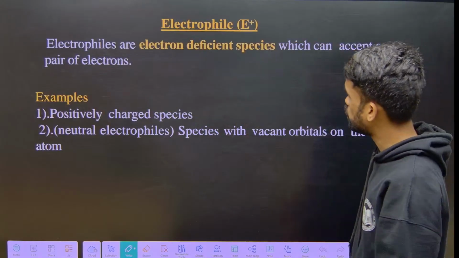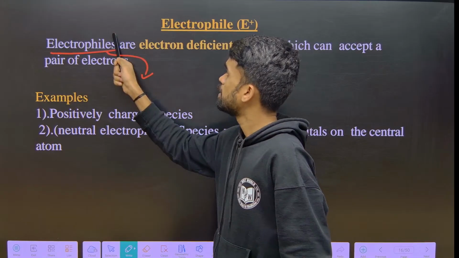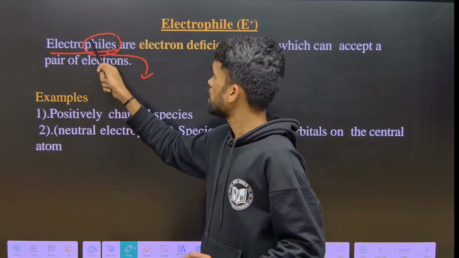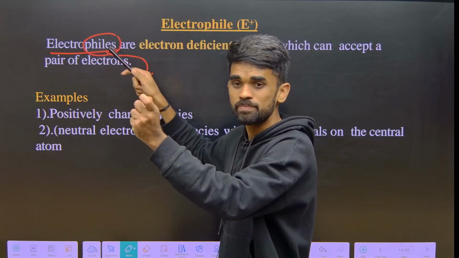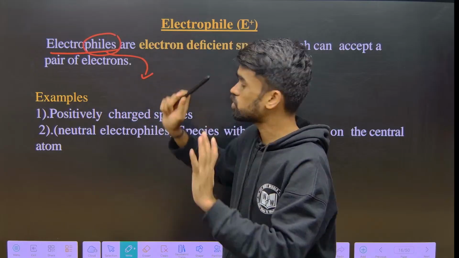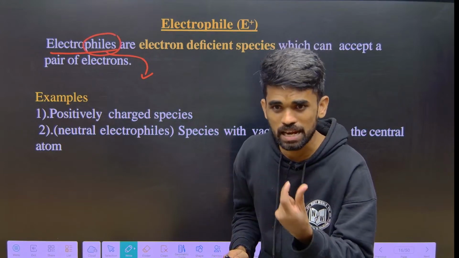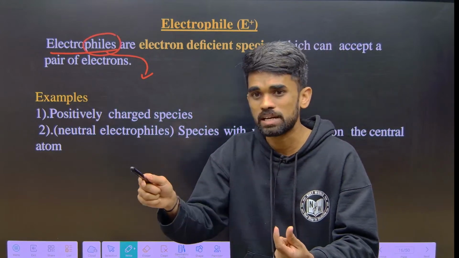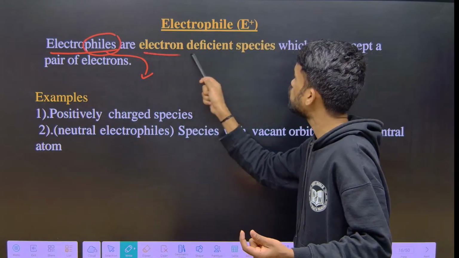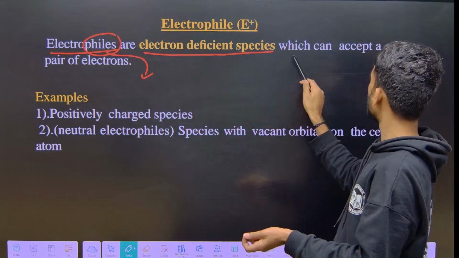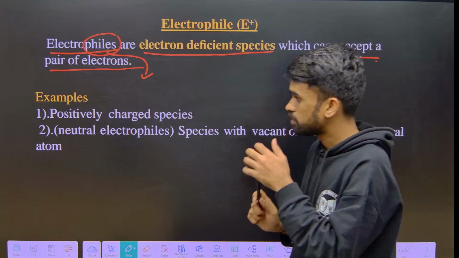So what is an electrophile? I told you that electrophile means what? Electron, phile means love, affinity. So the species which have affinity or attraction towards electrons are called electrophiles. Generally, who will have attraction towards electrons? If it is electron deficient, therefore it requires electrons, so that fellow will look for the electrons. So electrophiles are electron deficient, which can accept a pair of electrons.